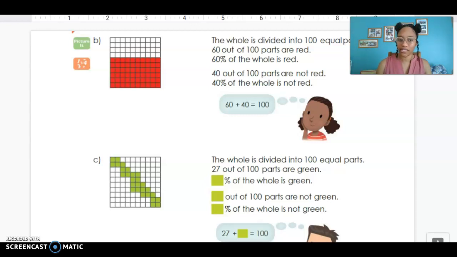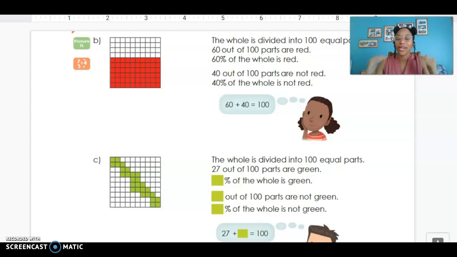Now let's try a trickier example. The whole in part C is divided into 100 equal parts. 27 out of 100 of those parts are green. How many percent are green? Remember, percent just means out of 100. So if 27 out of 100 are green, then 27% are green.